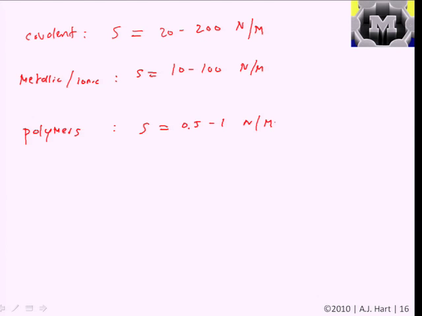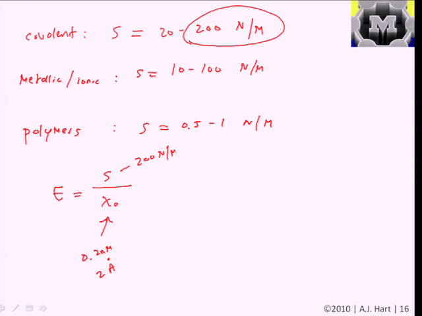So then, if we go back to our idea of Young's modulus as being our stiffness S divided by X naught, and we say that X naught is maybe 0.2 nanometers or 2 angstroms. Remember, the carbon-carbon distance is about 1.4 angstroms, so we're about right here. And say we have a material with our stiffest bond, so 200 newtons per meter.